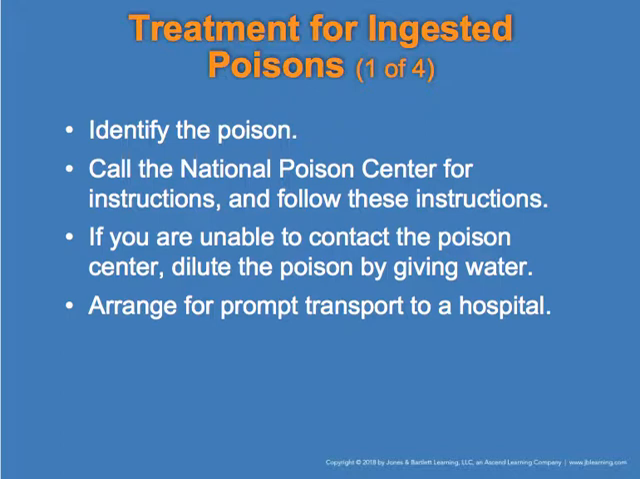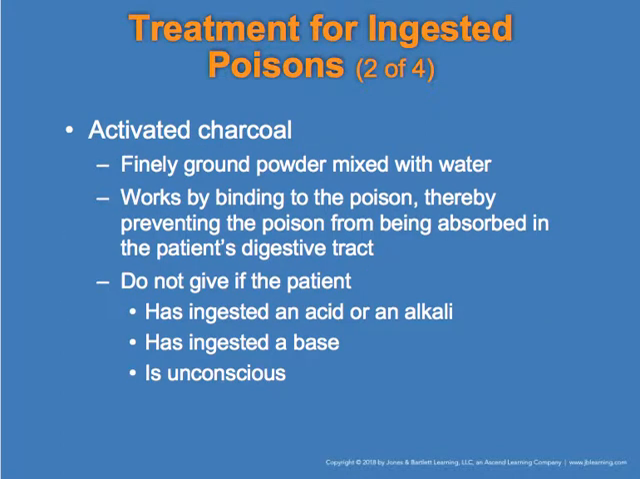If you've got the time as an EMR, calling the National Poison Center for instructions is a good idea, right? Because they'll be able to give you a little bit of guidance on what you're supposed to do in that circumstance. If you're unable to contact the poison center, dilute any poison by giving water, right? Diluting with water really is a winning strategy for the great majority of the poisons a patient can come in contact with.